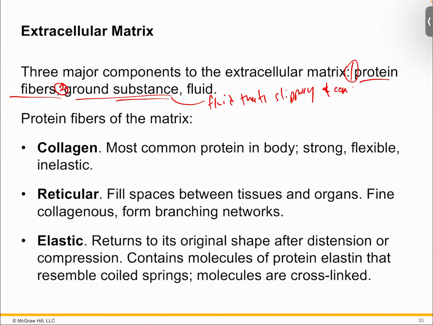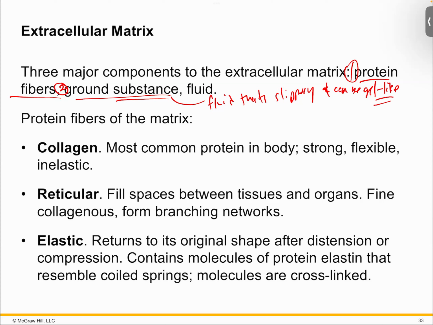And it can be gel-like. So you can have different consistencies of ground substance, but this is kind of like the fluidy, quasi-liquidy portion of extracellular matrix. So it tends to be soft in nature.